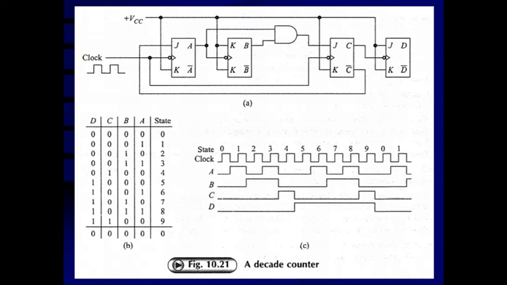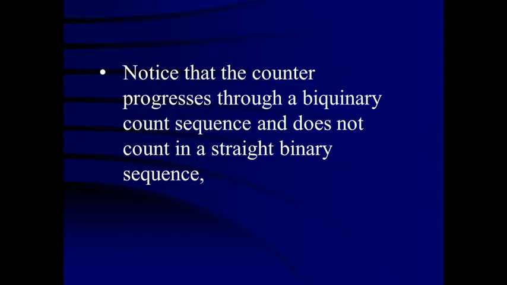Here one thing you have to remember, that in this counter the count is not strictly progressing in a binary sequence, but here after 4, 0 1 0 0, it is moving to the 8, 1 0 0 0, and then up to 12 it is going, then it is going to be reset, and that sequence is going to be repeating. So that way this is known as a biquinary count sequence. Notice that the counter progresses through a biquinary count sequence and does not count in a straight binary sequence.